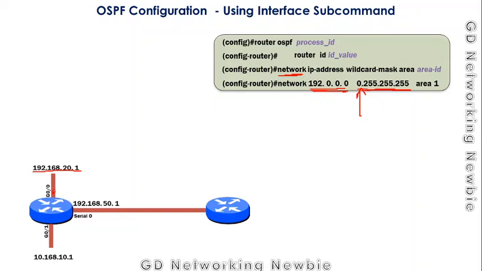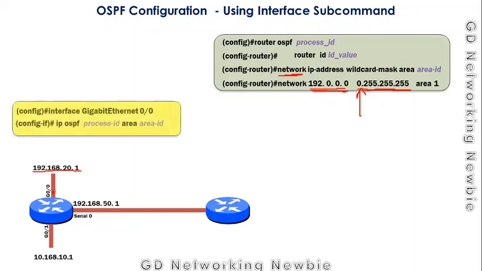But today we are going to discuss this interface subcommand. I think this is a bit easier than the network command. Here, instead of going to each and every interface of the router, this command provides us a way by which we just go to that particular interface. For example, in this case, you can see this is interface GigabitEthernet 0/0. Of course, this interface should have an IP address, so we have to configure the IP address.